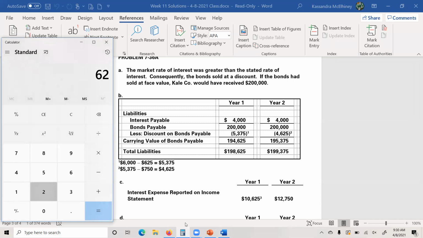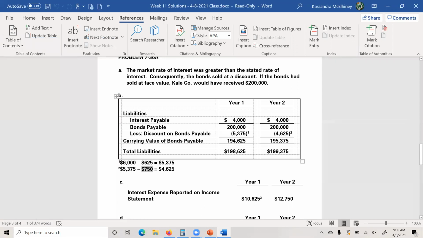Year two, you would have a full 12 months of amortization. So that's where the $750 comes from. So year one, the carrying value of the bonds is $194,625. Year two, the carrying value is $195,375. The carrying value will keep increasing. The discount itself will keep decreasing the closer we get to maturity on these bonds.